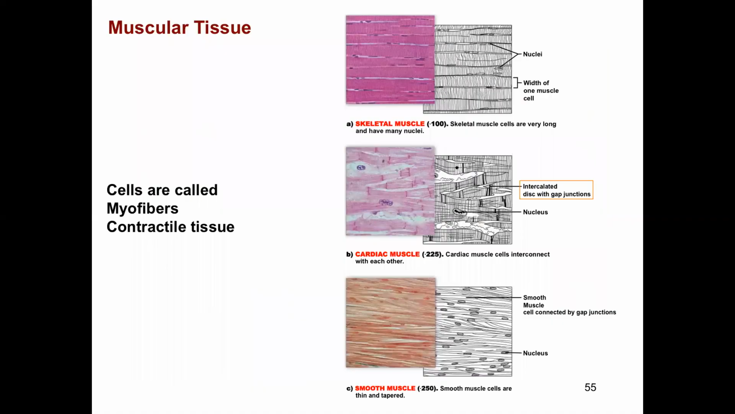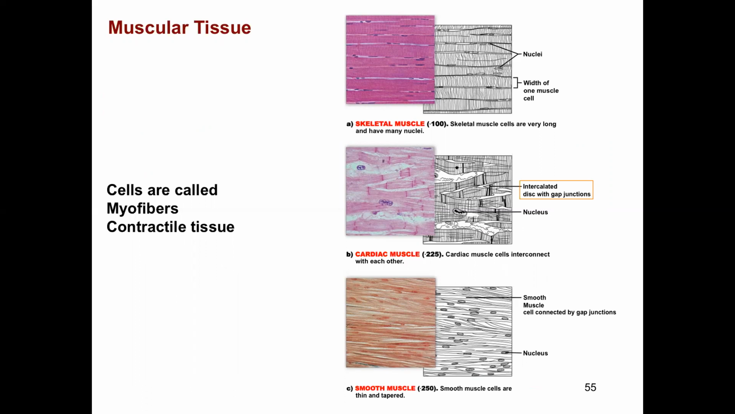Now, muscular tissue, right? We have 3 different types of muscle cells or fibers. The cells are often called myofibers or muscle fibers. And like I said before, they're contractile. Now, myo means muscle, and the reason they're called fibers is because very often these cells look sort of fibrous in their appearance. Now, walking you through this, so skeletal muscle, this is a voluntary type of muscle cell.